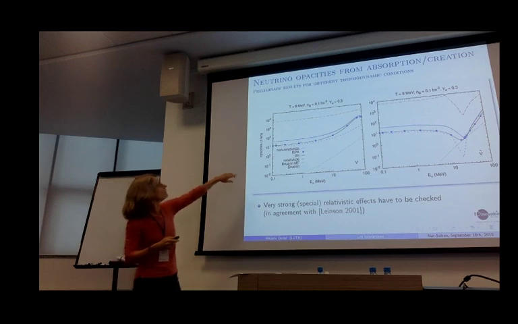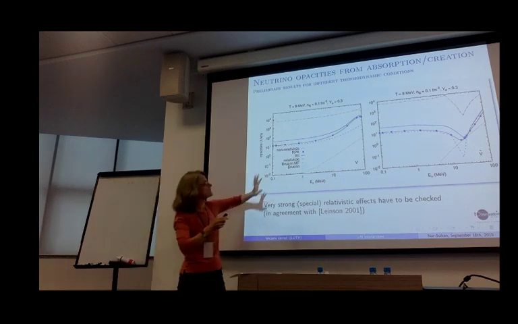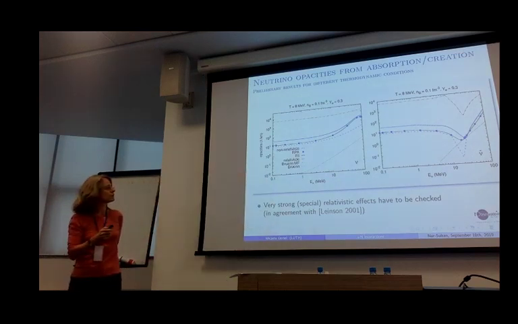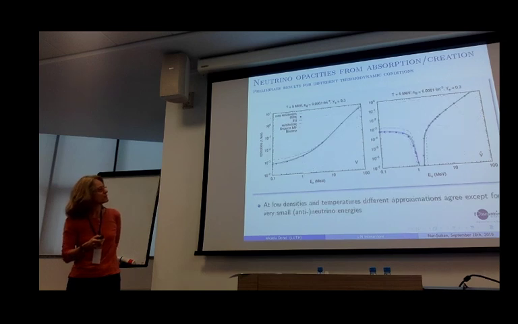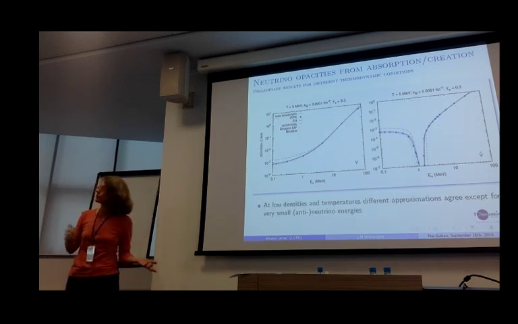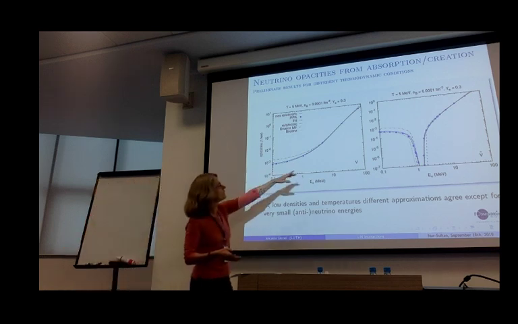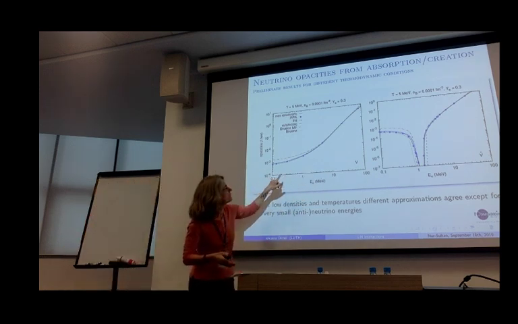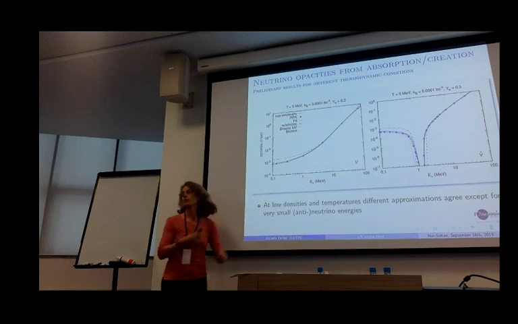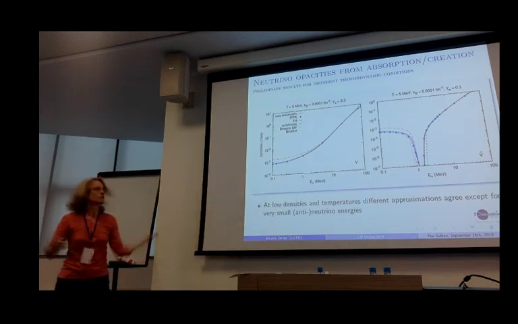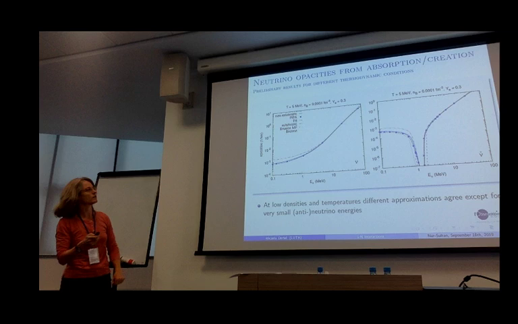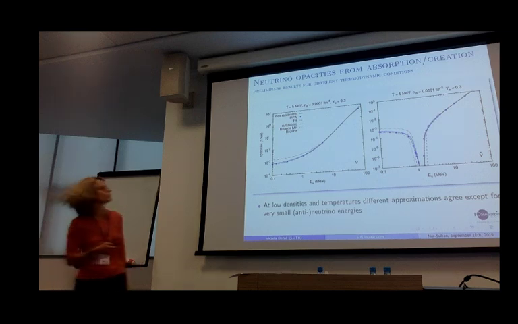But for the others, it's in very nice agreement with what we expect from the physics behind. And you can see also that if you go to low densities, where you would expect all these effects of the nucleonic correlations to disappear because you get to more dilute matter, then all the different approximations, except for very low neutrino energies, come very close to one another, which is very consistent with what we would expect.